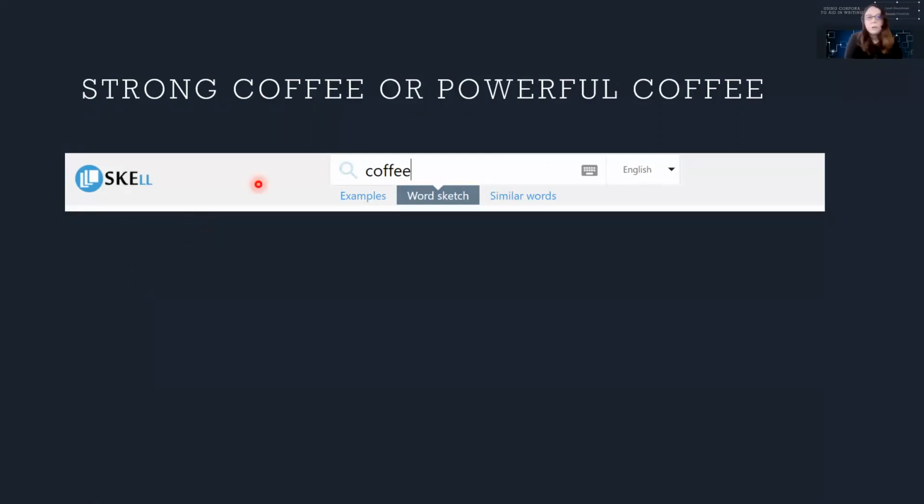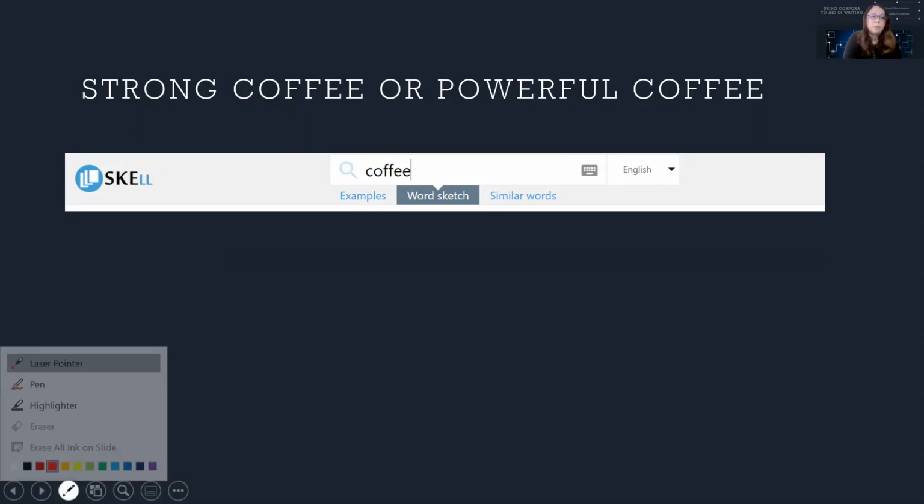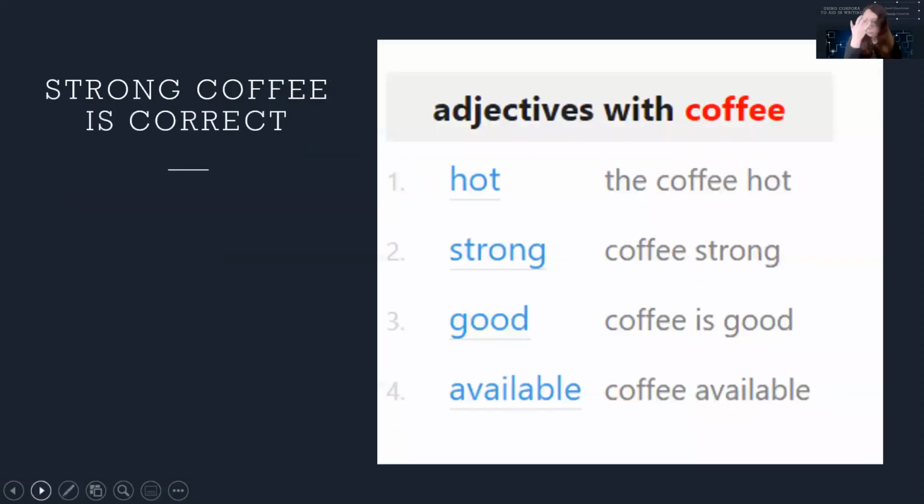All right. And here, if we use Scout, you can see the interface is much simpler. Go to the website, put in the word, push word sketch, and then you'll get a lot of different results that you can look at. But what I looked at in particular were the adjectives, because I wanted to know about an adjective, because strong and powerful are adjectives. So you can see at number 2, it's strong coffee. And there's no powerful here.